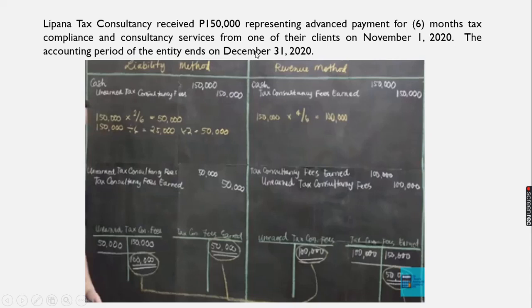So, Lipana Tax Consultancy received 150,000 representing a payment for 6 months of tax compliance. From November 1, 2020, the accounting period of the entry ends, November, December. So what you will recognize at the end of the year, December 31, 2020, is only 2 months, tama? So, unahin natin yung liability method.